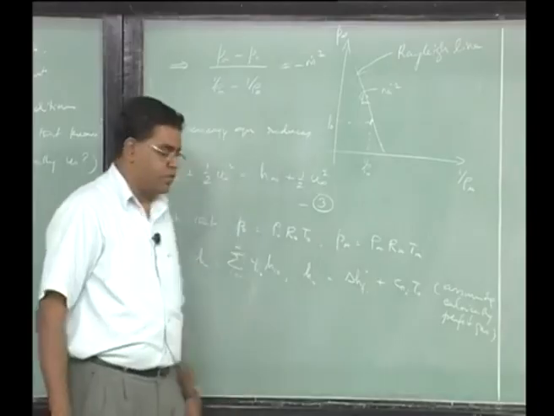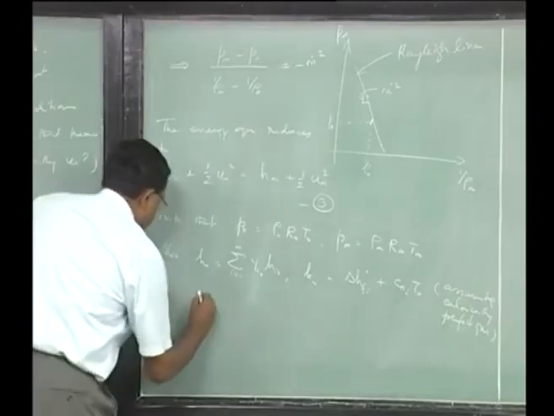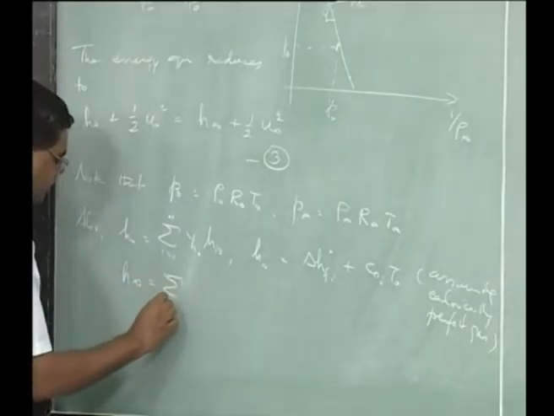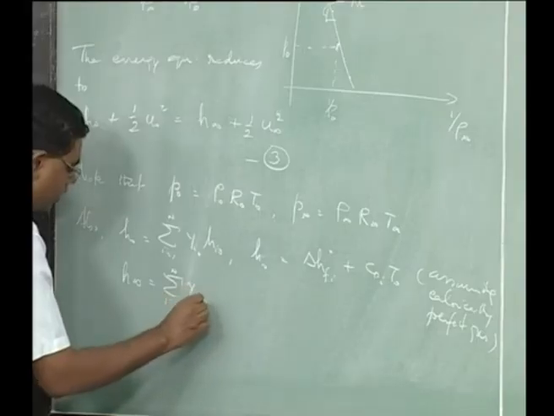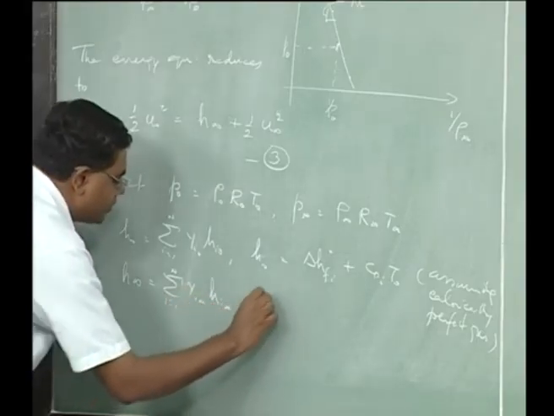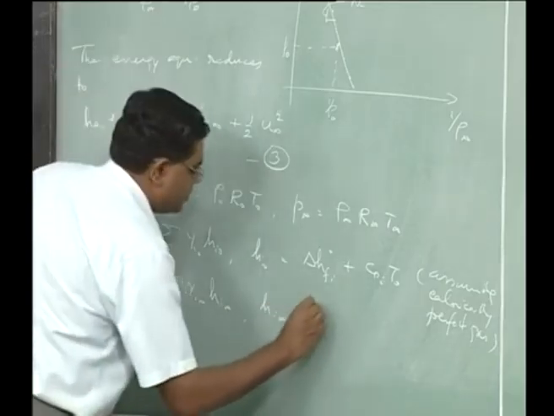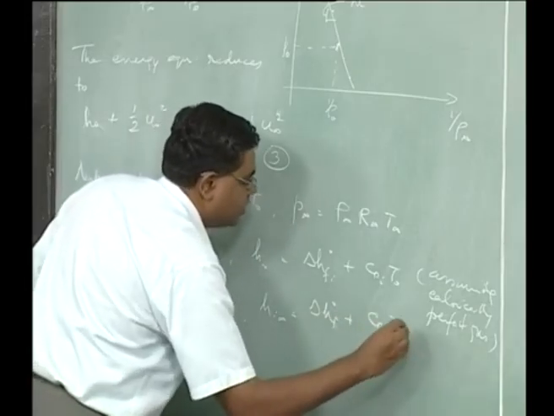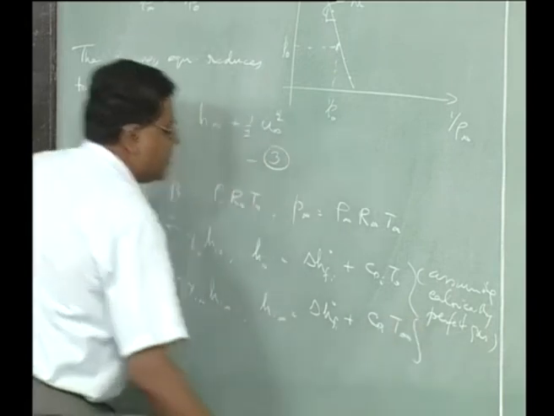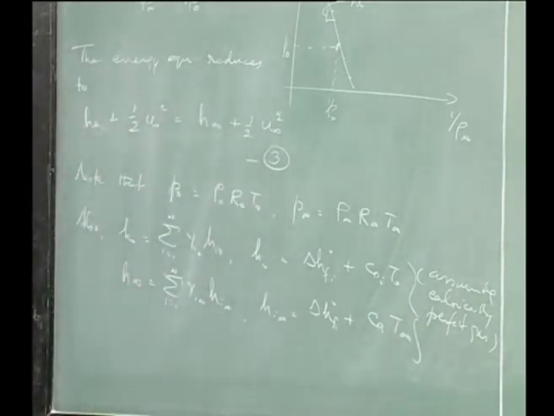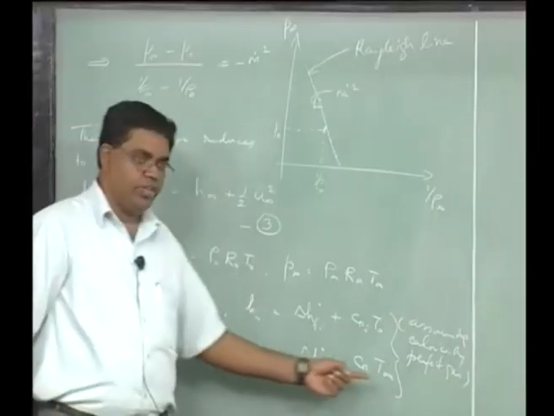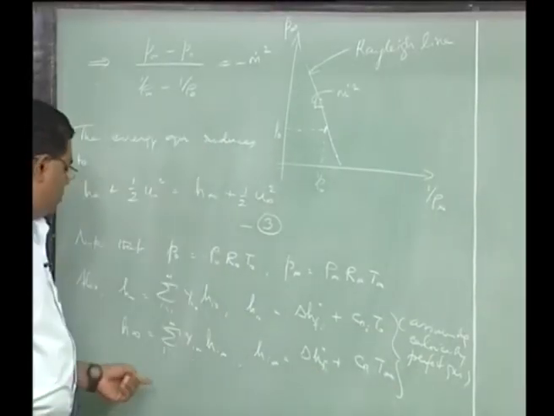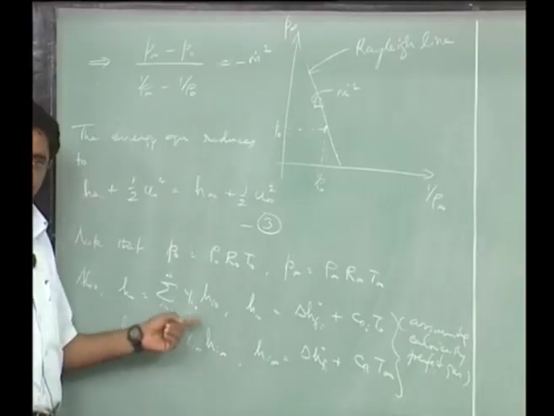cpi dT is what you should write, and then similarly, h infinity is sigma i equals 1 to n yi infinity hi infinity equals delta hfi superscript naught plus cpi T infinity, okay. So in both cases we are assuming calorically perfect gas here to simplify things for ourselves. Here you can see that the fate of h infinity not only lies with knowing T infinity given T naught, but also in knowing yi infinities given yi naughts, okay.